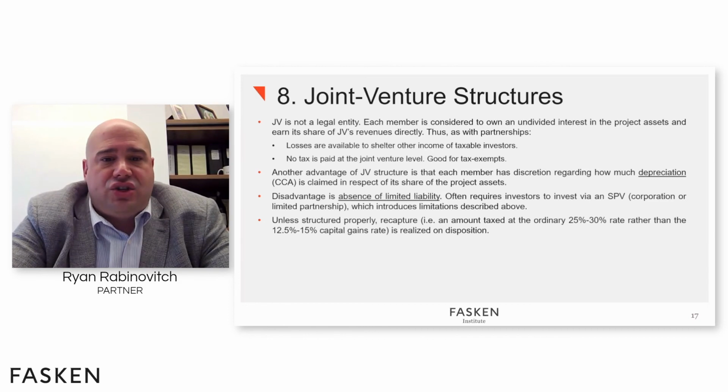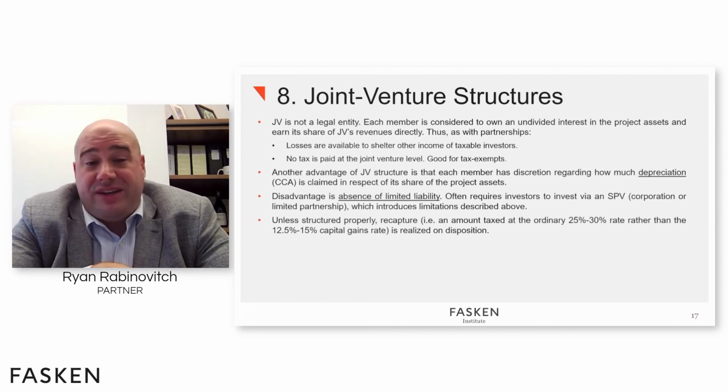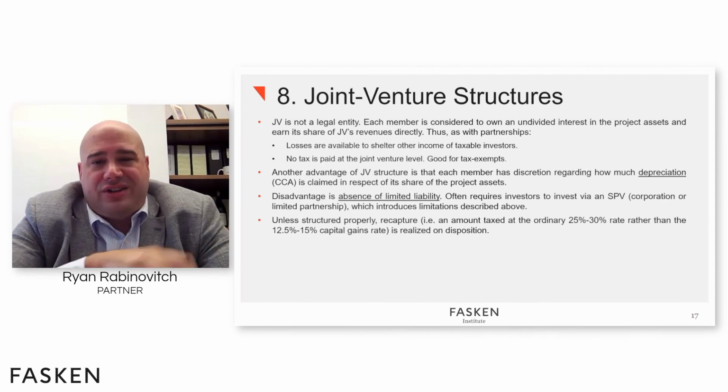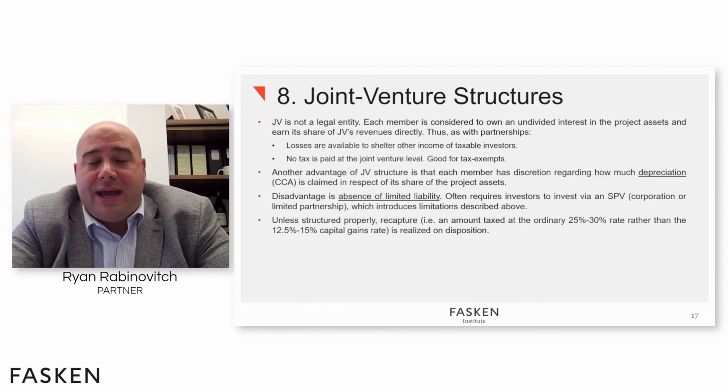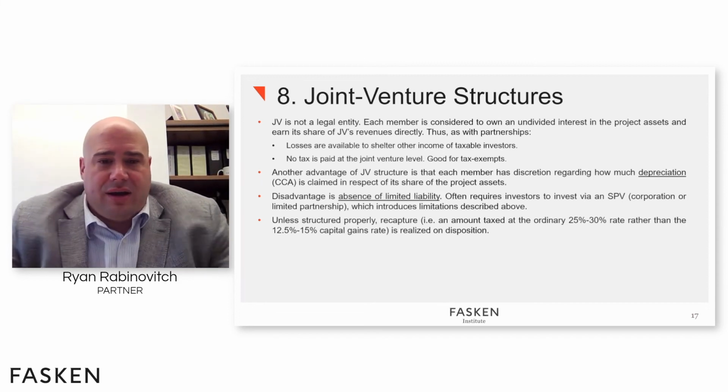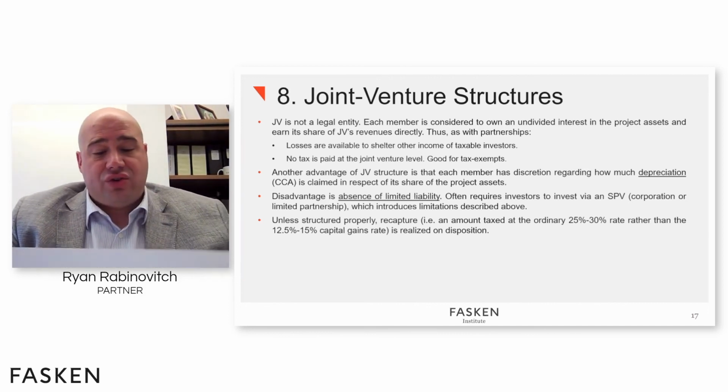And the last disadvantage, which is something you don't have in the corporate world and you only sometimes have in the partnership world, is when you sell a joint venture, you're actually selling the underlying assets, and you can realize a capital gain, but you can also realize what we call recaptured depreciation, which is often significant in this context. And recapture is taxed at the full ordinary corporate rate of 25 to 30%, rather than the capital gains rate of 12.5 to 15%. So that's another reason why we see joint venture structures a little bit less.